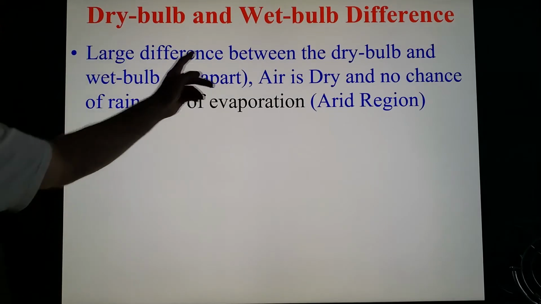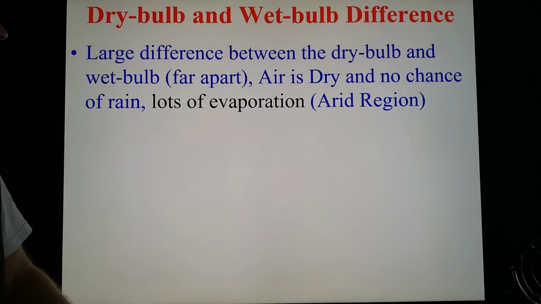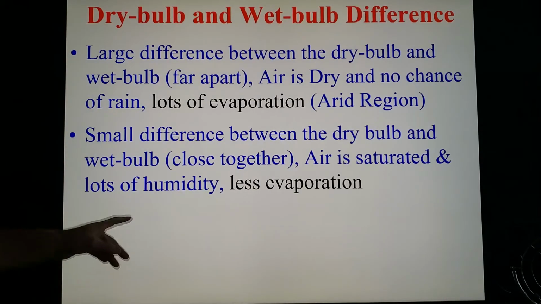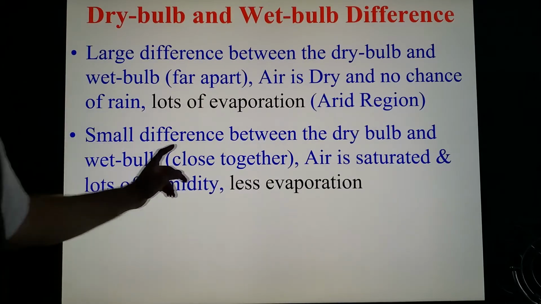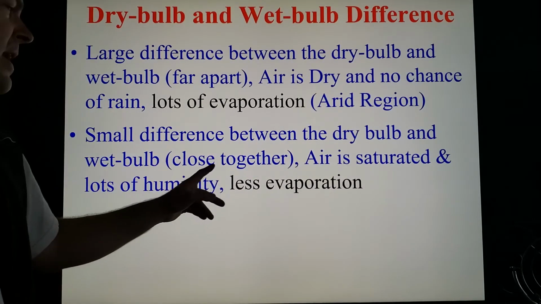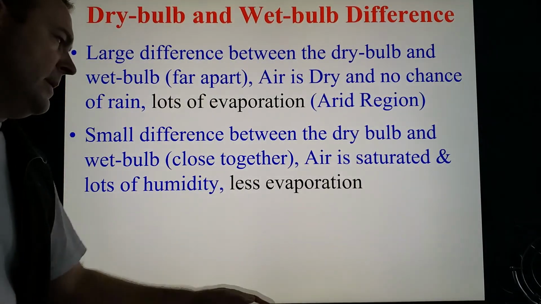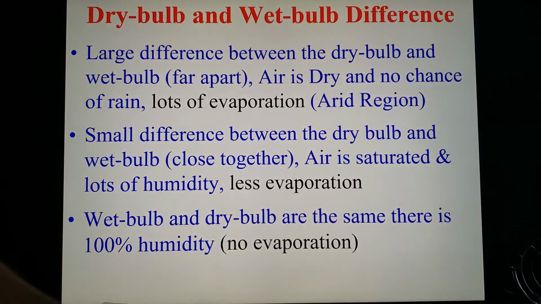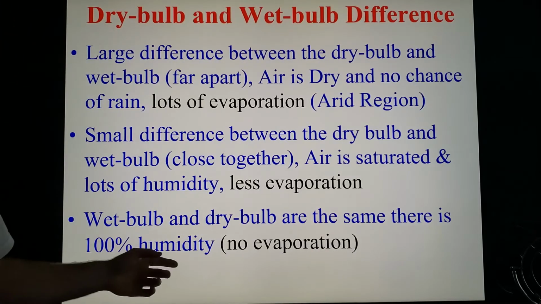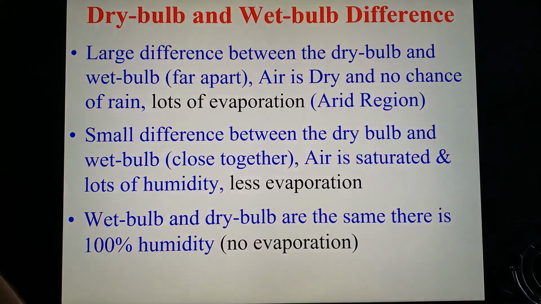If there's a big difference between the dry and the wet bulb, it's a dry day, a high pressure day. There'll be no chance of rain, right? Lots of evaporation, etc. If there's a small difference between the wet and the dry, it means they're close together. The air is close to saturated. Going to be a lot of humidity, less evaporation, a low pressure day. And of course, if they are the same, it is 100% humidity. There will be no more evaporation. It's extremely low pressure, and it's probably a stormy day. Okay?